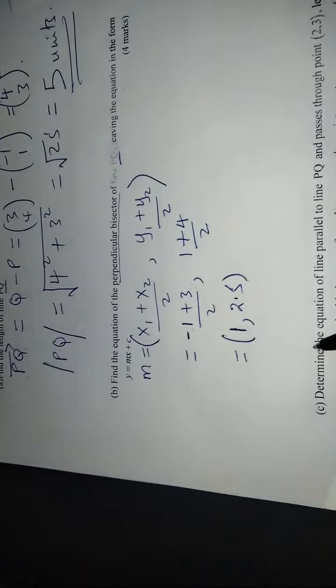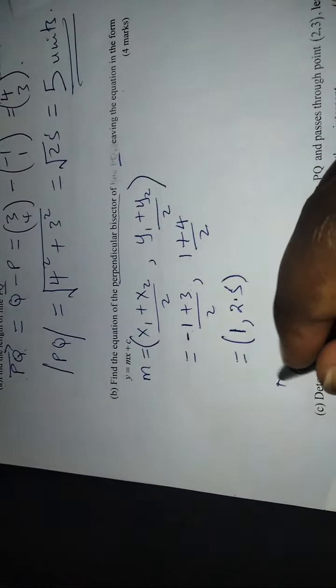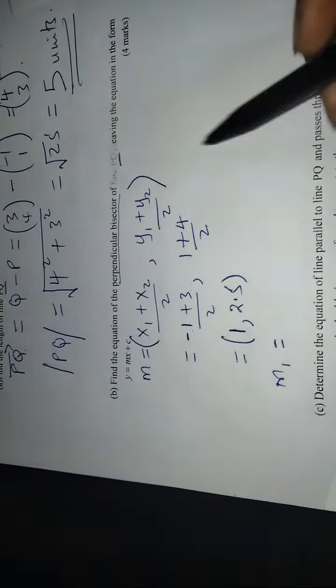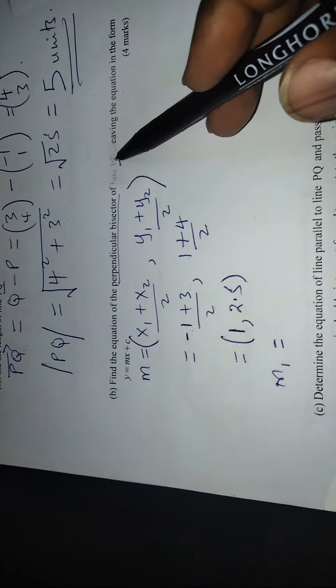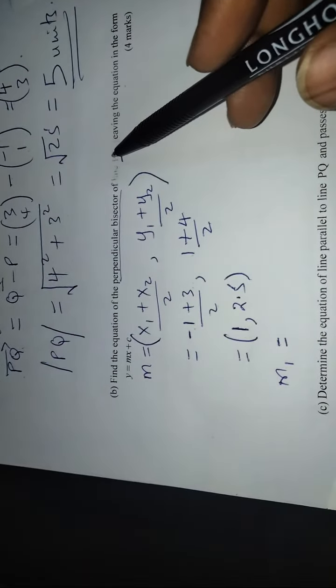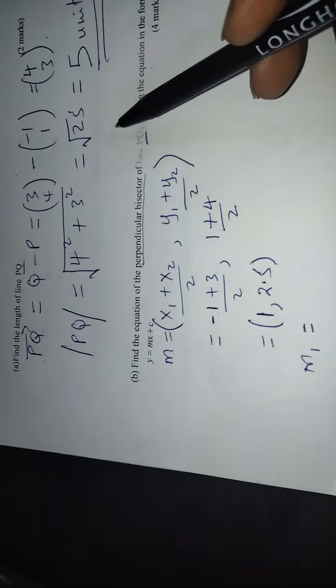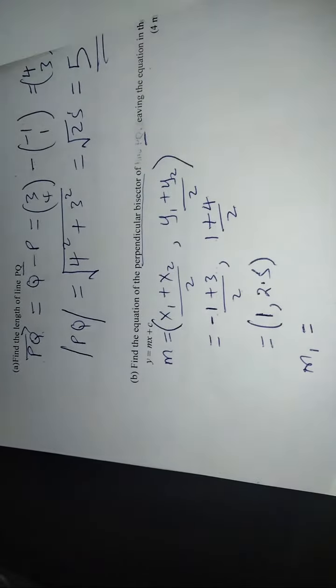Now, there is something else we should know. We need to get gradient 1, the gradient of PQ. So the gradient of PQ will be given by change in y out of change in x. Change in y is going to be 4 minus 1, because the coordinates of P and Q are here. So we need 4 minus 1 out of 3 minus -1. So this will be 3 out of 4, because this becomes a positive. So the gradient is 3/4.